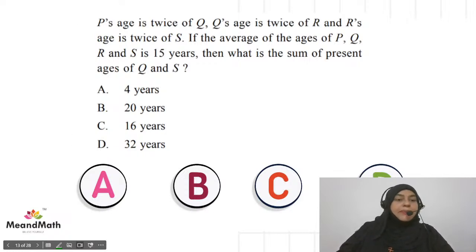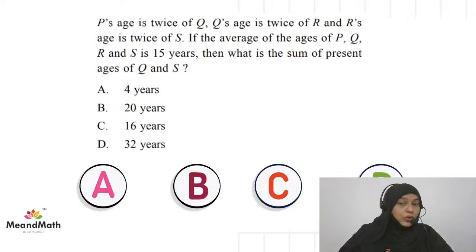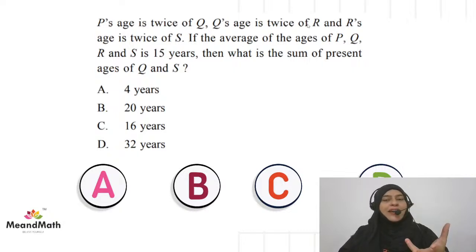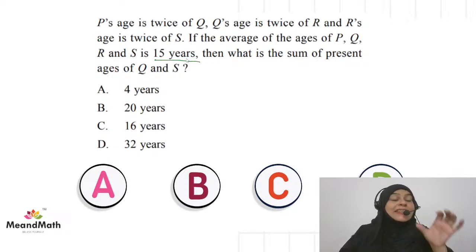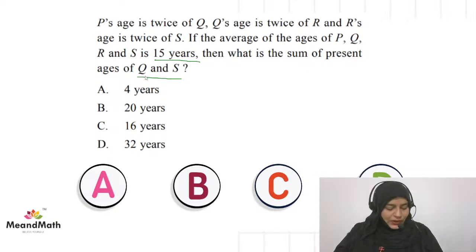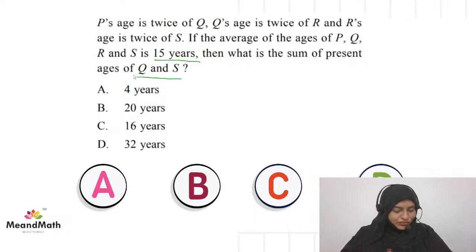Here they are saying P's age is twice of Q, Q's age is twice of R, and R's age is twice of S. If the average of the ages P, Q, R, and S is 15 years, this is the average age of all of them, then what is the sum of present ages of Q and S? Right? Now, try to solve it all of you. Yes, Rashmi, Tanmay, Ayan, try to solve it.